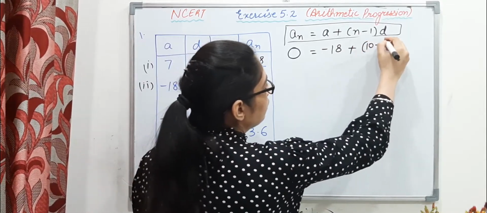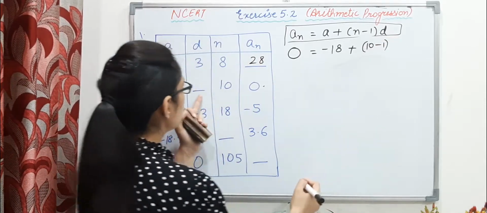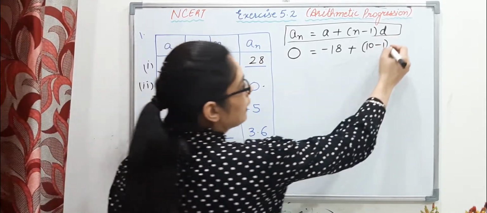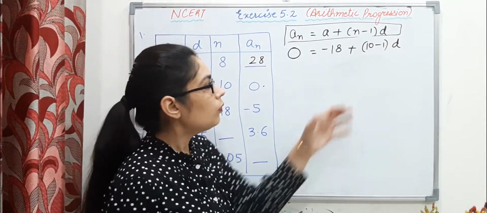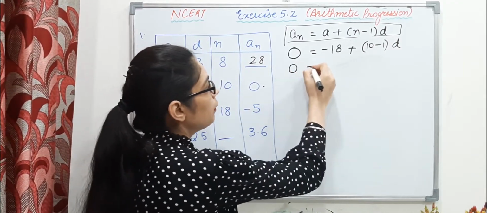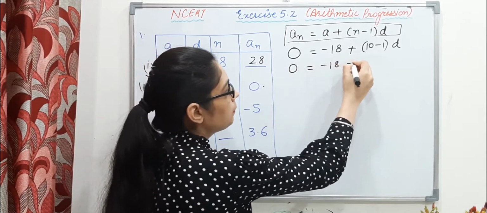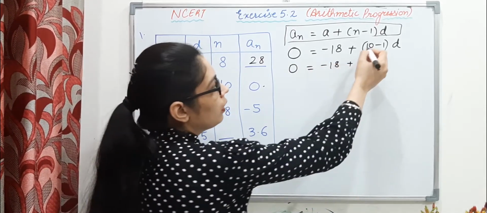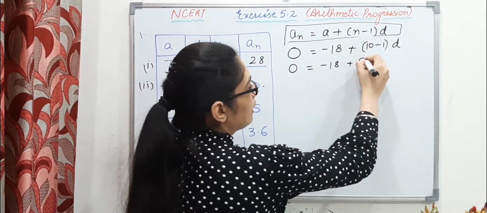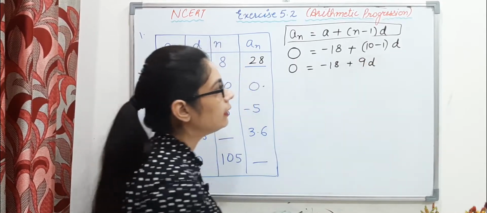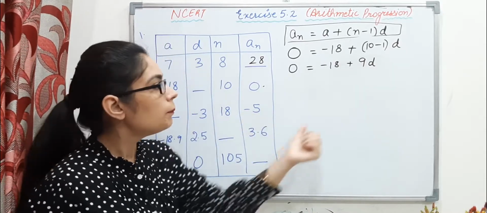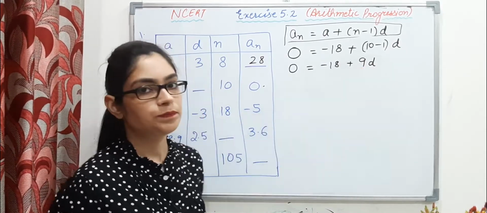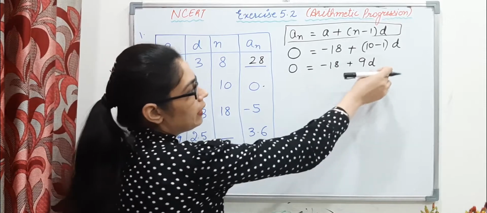10 minus 1 D. D we have to find. So in place of D, we will write only D. Now we can multiply minus 18 plus 10 minus 1, 9. 9 into D, 9D. So we multiplied this with D. So that becomes 9D. Now we have to find D.